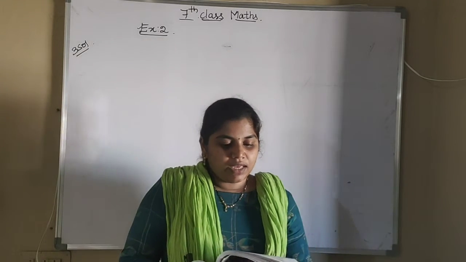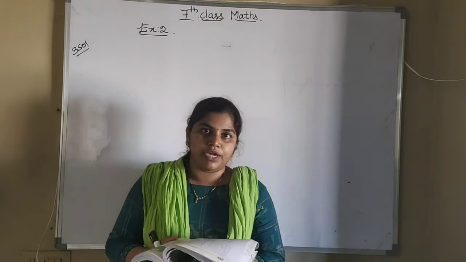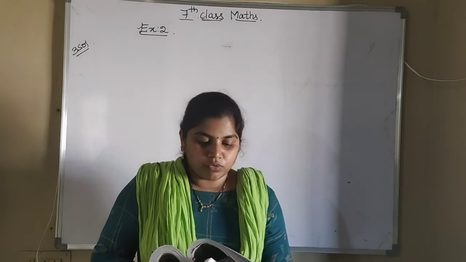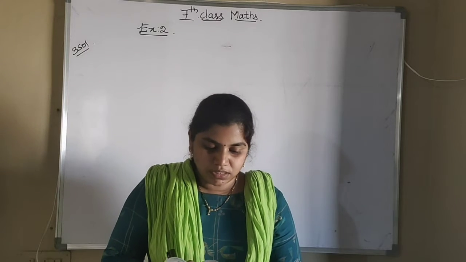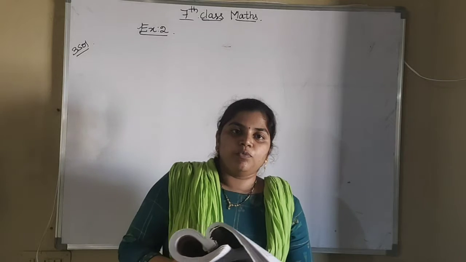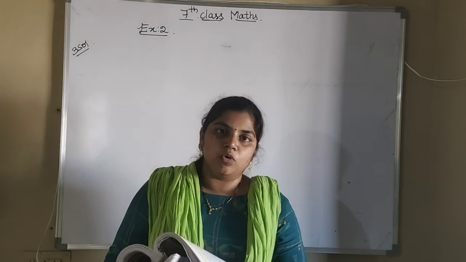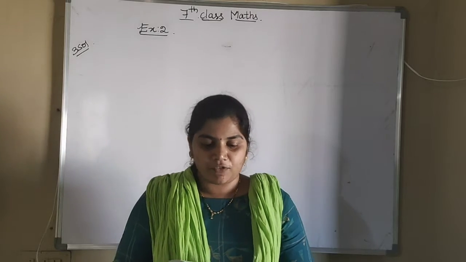Madhu buys 5 kgs of potatoes at the market. So how many kgs of potatoes does Madhu buy? 5 kgs of potatoes. If the cost of 2 kgs is 36 rupees, what is the cost of 2 kgs here? 2 kgs of potatoes is 36 rupees. How much will Madhu pay? So we have to find how much amount Madhu will pay.